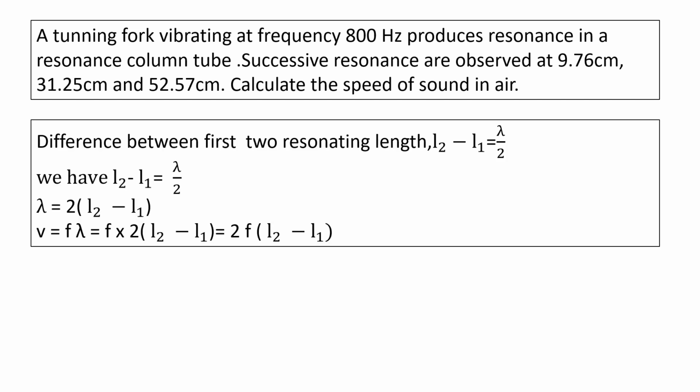As we have seen, the difference between the two resonating lengths in a resonance column, that is L2 minus L1, is lambda by 2. We have L2 minus L1 equal to lambda by 2. Lambda equal to 2 into L2 minus L1. V equal to F lambda. Instead of lambda, we substitute the value 2 into L2 minus L1. So V is equal to 2F into L2 minus L1. This is the equation for velocity of sound.